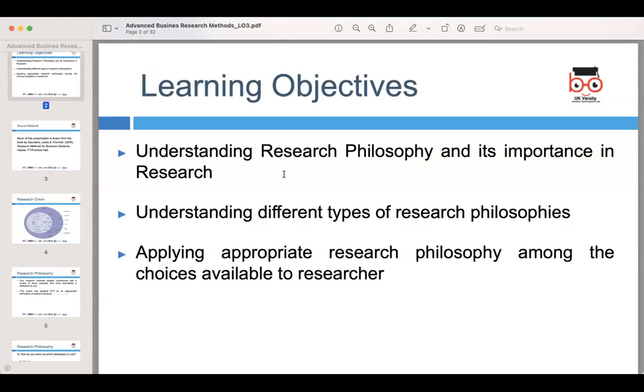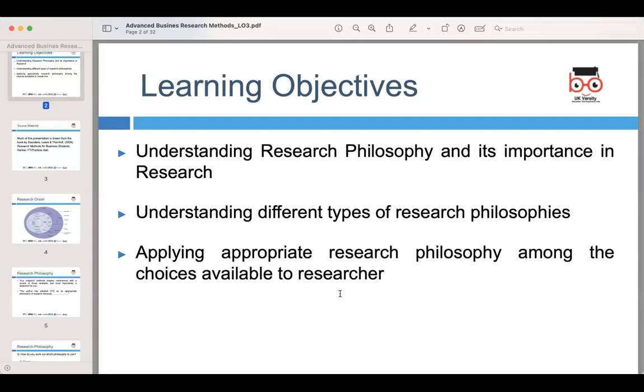So, learning objectives: understanding research philosophy and its importance in research, understanding different types of research philosophies, applying appropriate research philosophy among the choices available to a researcher. So we are going to discuss an important aspect of research: research philosophy. Research philosophy plays a significant role in shaping the way we approach and conduct our research studies. By the end of this lecture, you will have a clear understanding of research philosophy, its importance, and the different types of research philosophy.